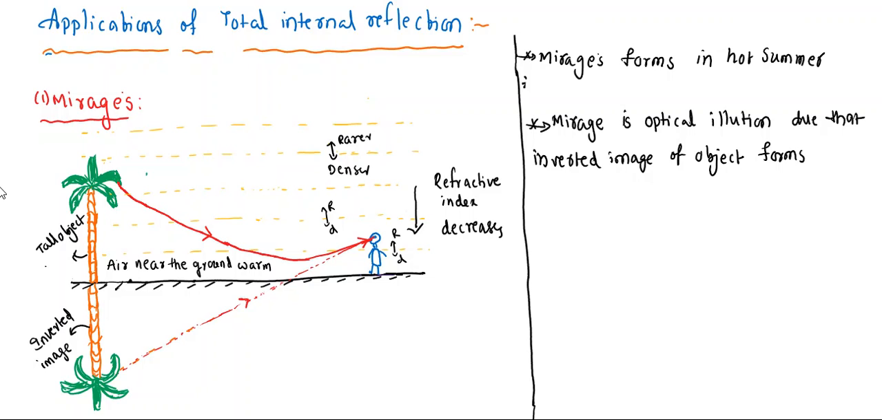That means when you go up, the temperature decreases. The layer which is in contact with the ground becomes warm, at high temperature. Due to that high temperature, the air expands, volume increases, density decreases, and it has a lower refractive index. Now you see here.